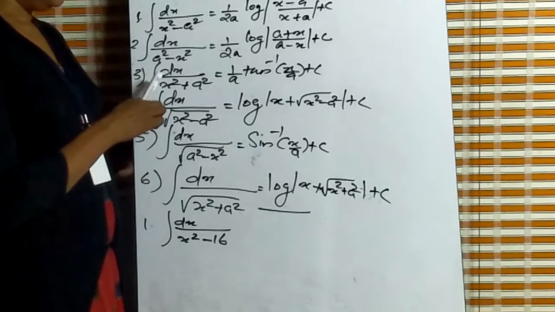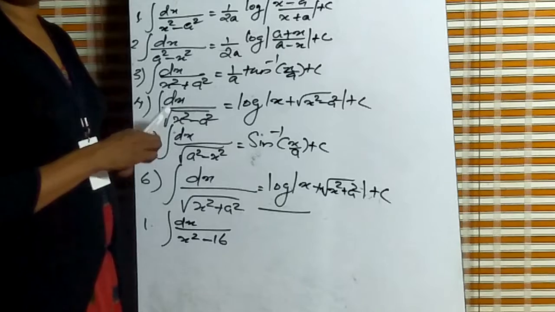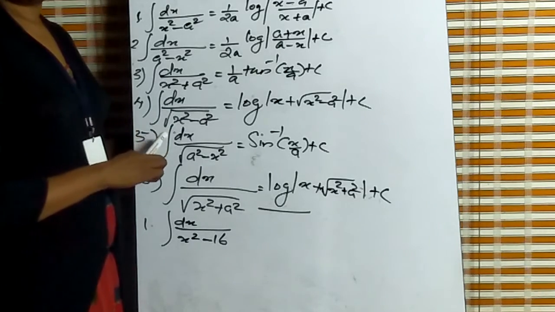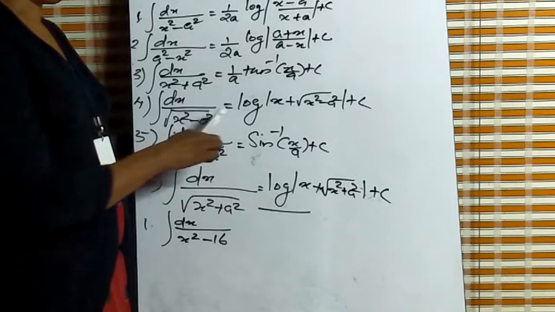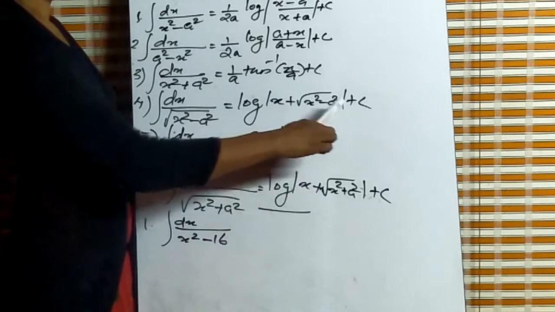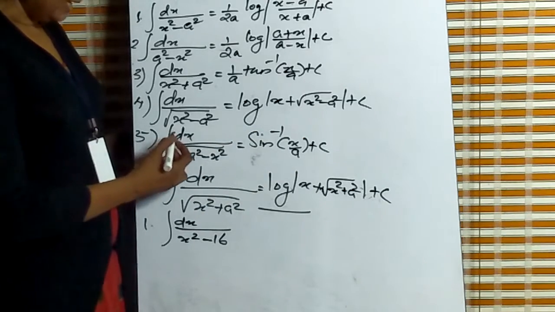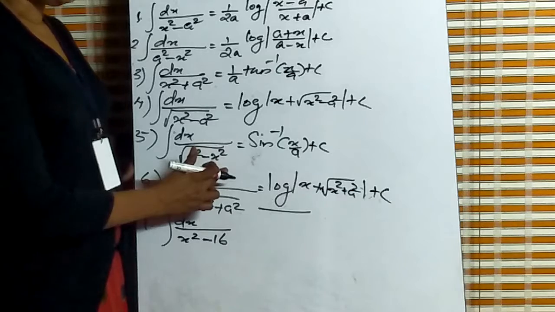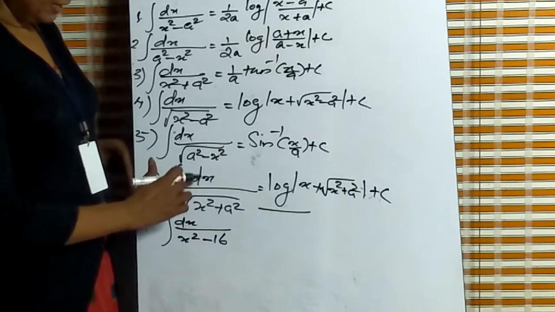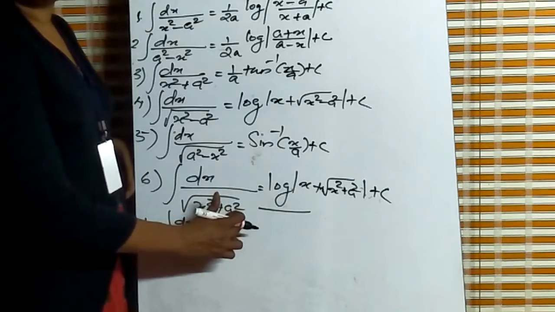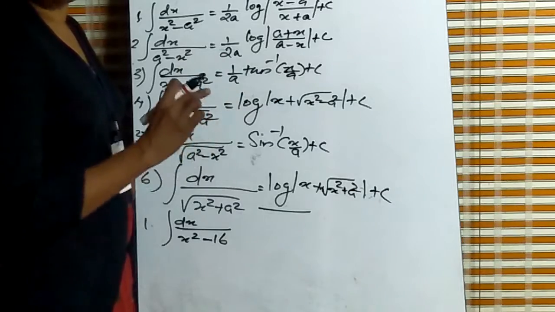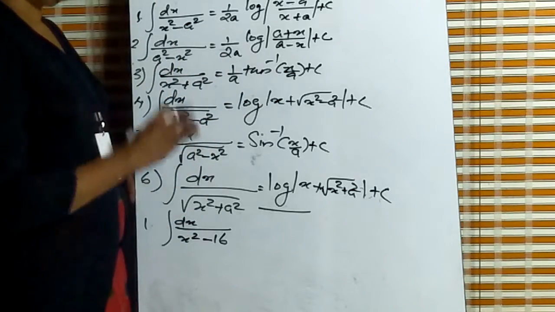and third, integral dx by x square plus a square is equal to 1 by a tan inverse x by a plus c, and fourth, integral dx by square root of x square minus a square is equal to log absolute value of x plus square root of x square minus a square plus c, and fifth, integral dx by square root of a square minus x square is equal to sin inverse x by a plus c, and sixth, integral dx by square root of x square plus a square is equal to log absolute value of x plus square root of x square plus a square plus c. These are the six results.